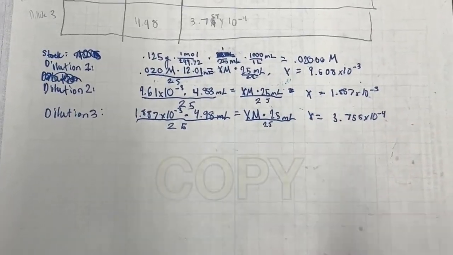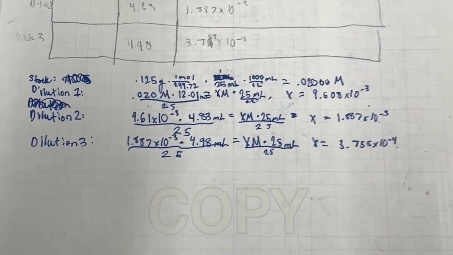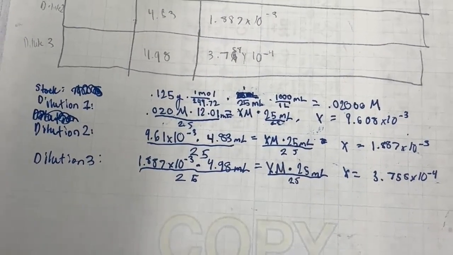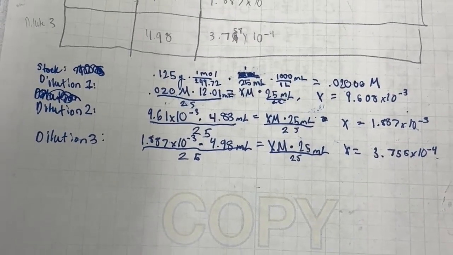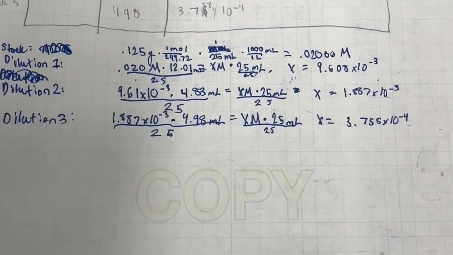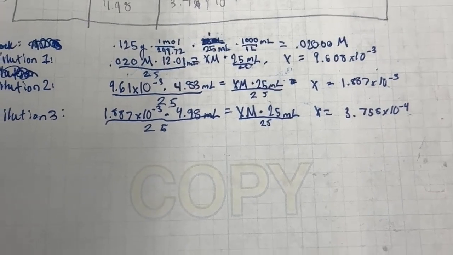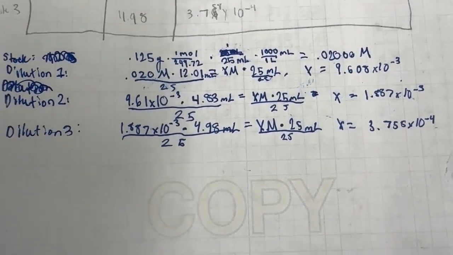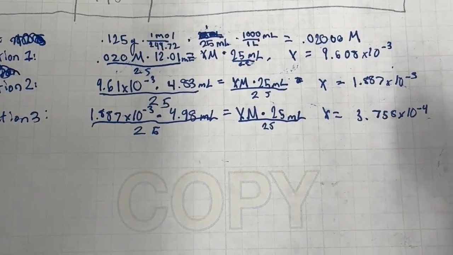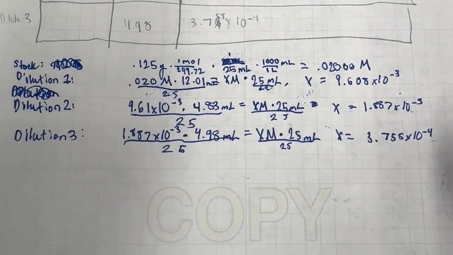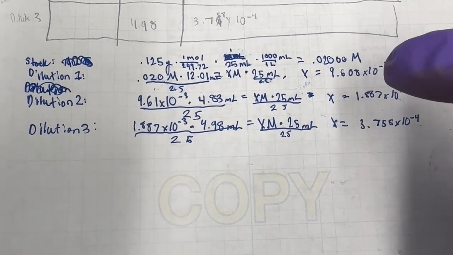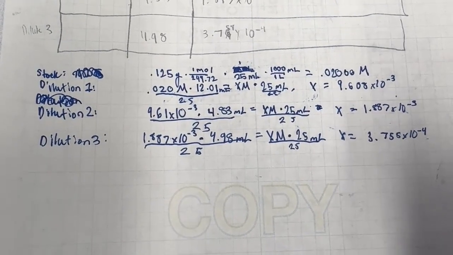So this is how we found the molarity of each data point. For our stock, we use the grams of copper pentahydrate that we delivered, which is 0.125 grams, divided by the molar mass, multiplied by the volume of the solution, and then we convert that into liters, and we get the molarity of our stock solution to be 0.2000.